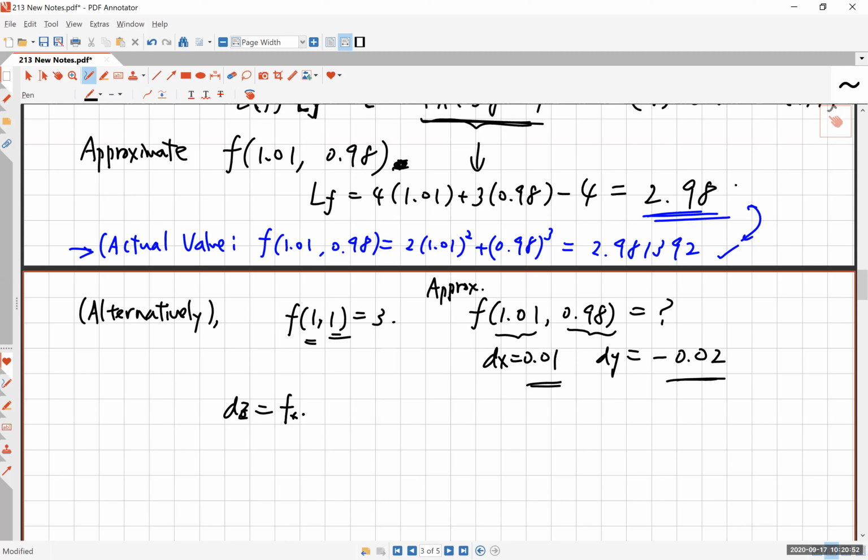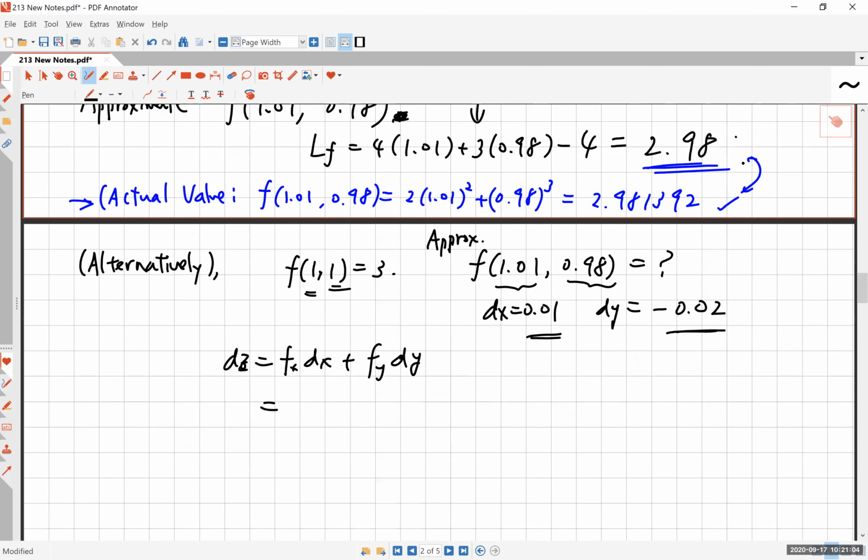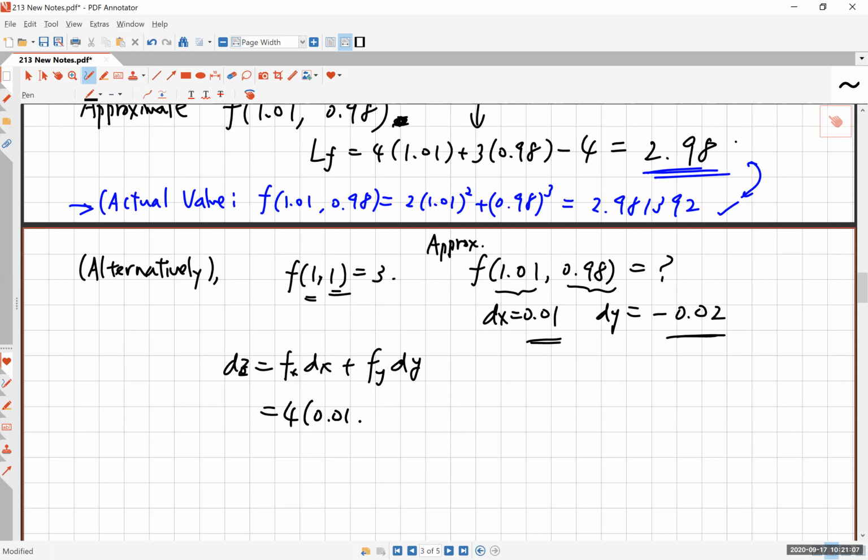Now, remember, dz was fx dx plus fy dy, right? And what was fx at that point? Yeah, we have fx at that point, which is 4, and fy is 3. So this is 4 times 0.01 plus 3 times negative 0.02. Okay, and that is going to approximate dz, or delta z. Delta z is approximately this number. And you can calculate this. This is 0.04 minus 0.06, right? And that's negative 0.02.